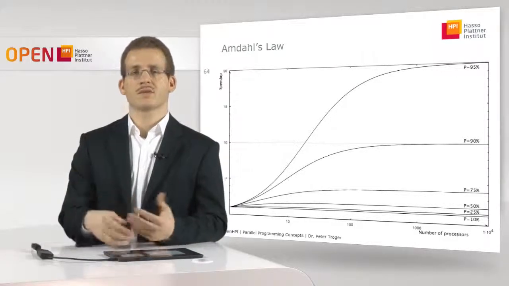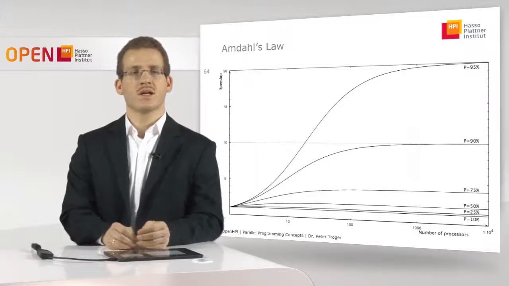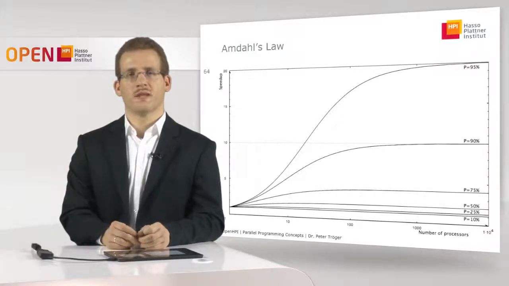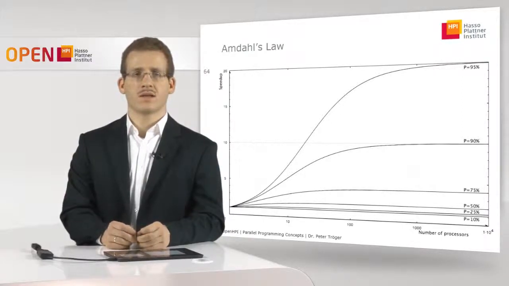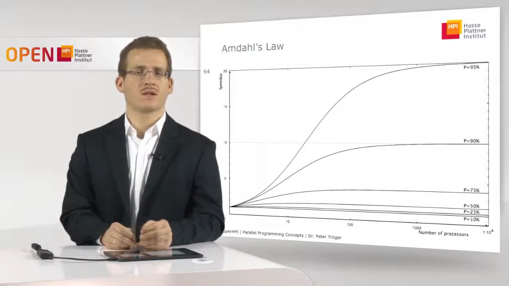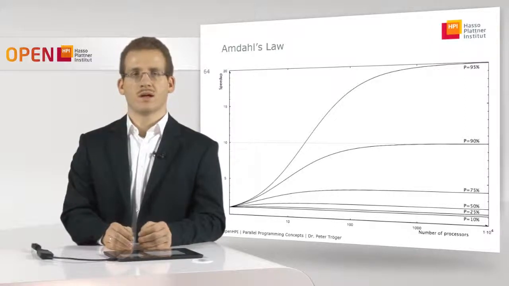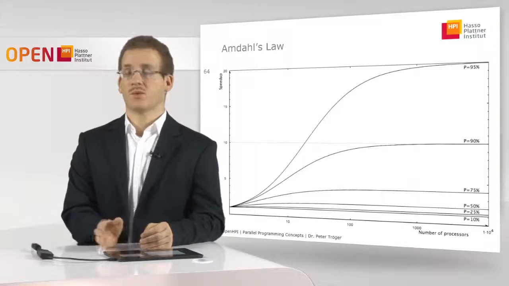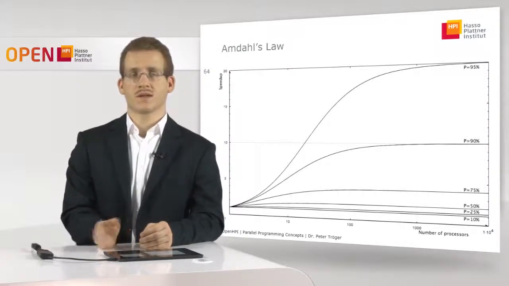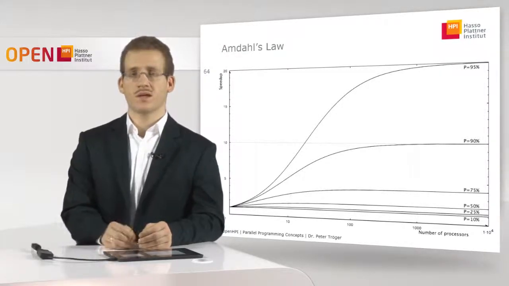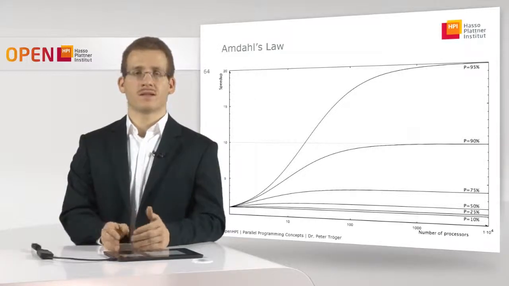So we exponentially increase the number of processors, and we see different curves for a particular amount of p, which is the parallelizable part. And you can see here that depending on the amount of parallelism you have in your code, the extent of the parallelizable part, you have a particular increase in the speedup when you add more resources. So adding more resources gives you more speedup, which is a good thing, but this effect is capped.